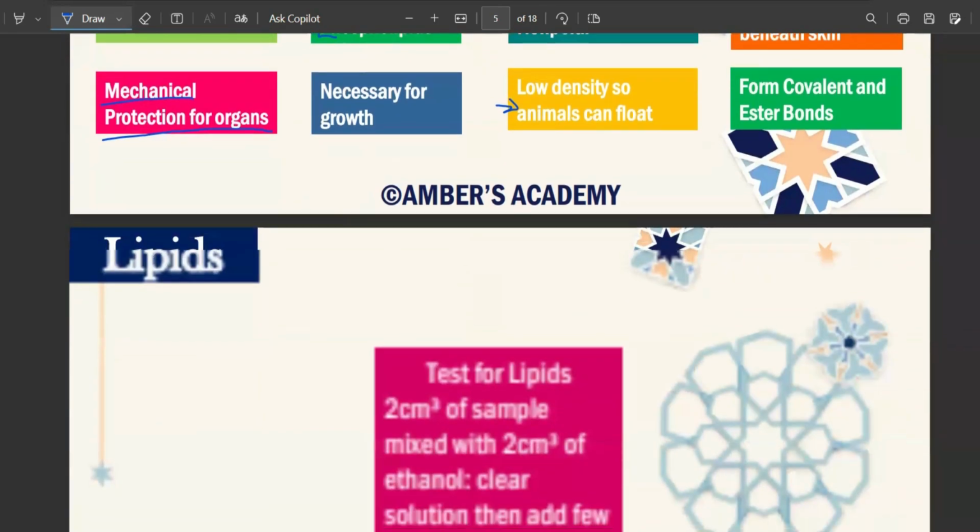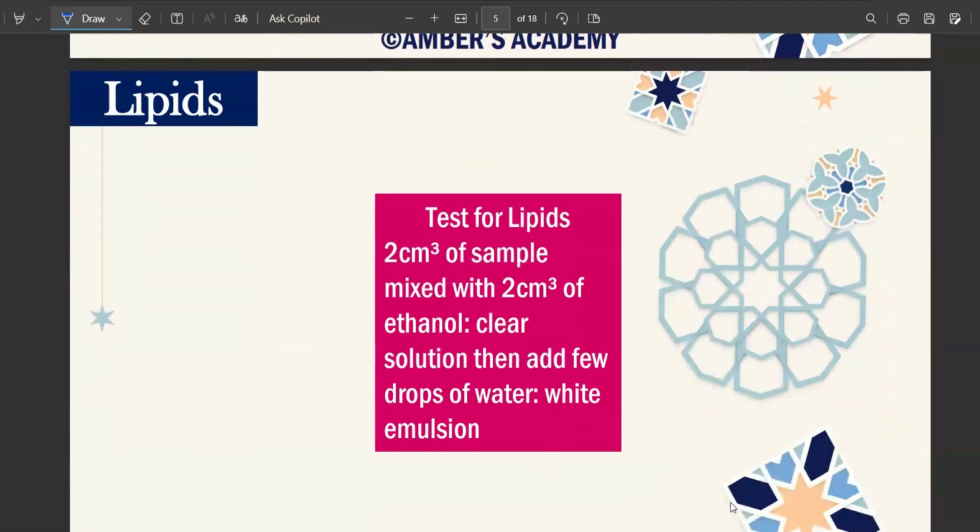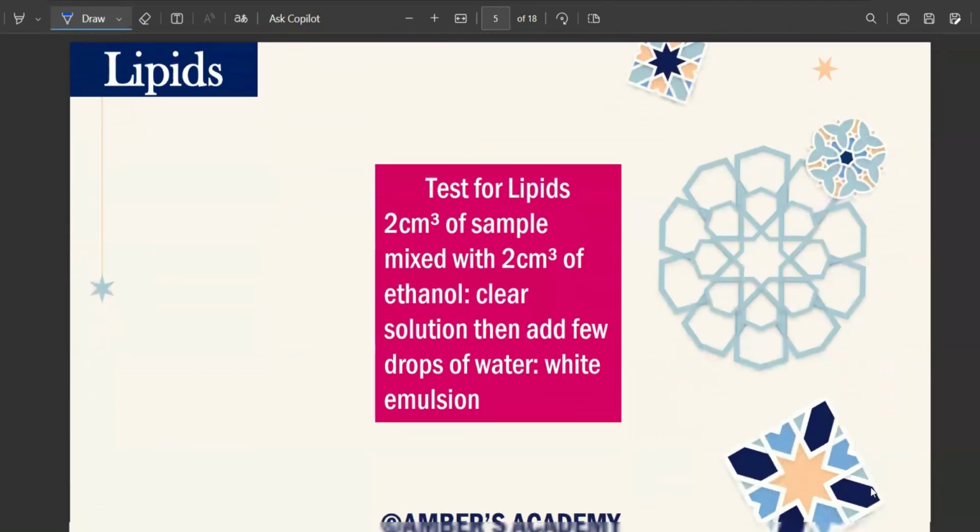Okay, so now let's move on. This is a part which usually you'll do in your labs, but I've just written it. It's not part of paper 1 or paper 2. This is a part of your paper 3, and you'll do it in your colleges or in your labs. But let's just understand this fact: if you are given a test for lipids, then you need to take 2 centimeter cube of sample. Obviously, the sample is of lipids, right? Because you're doing the test for lipids.